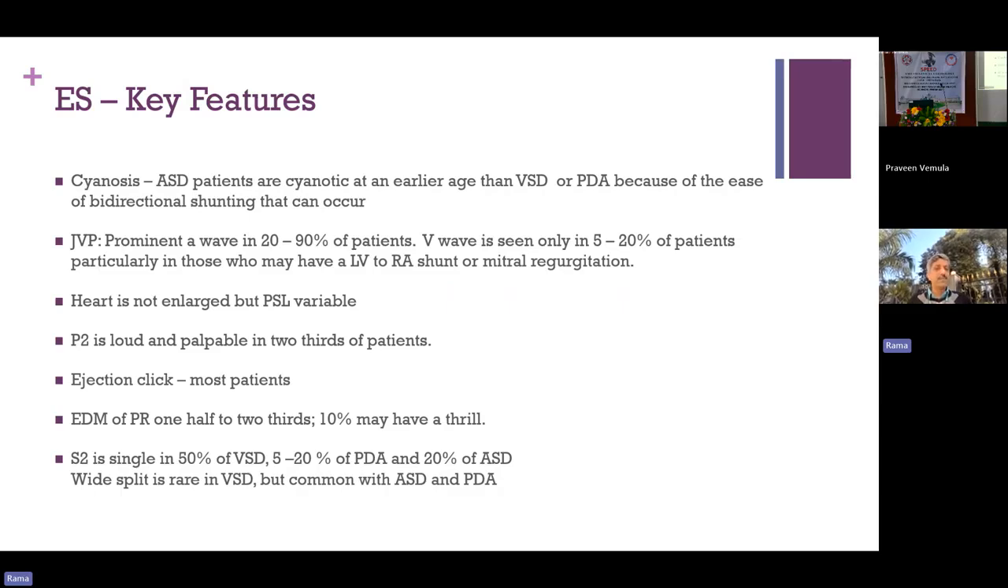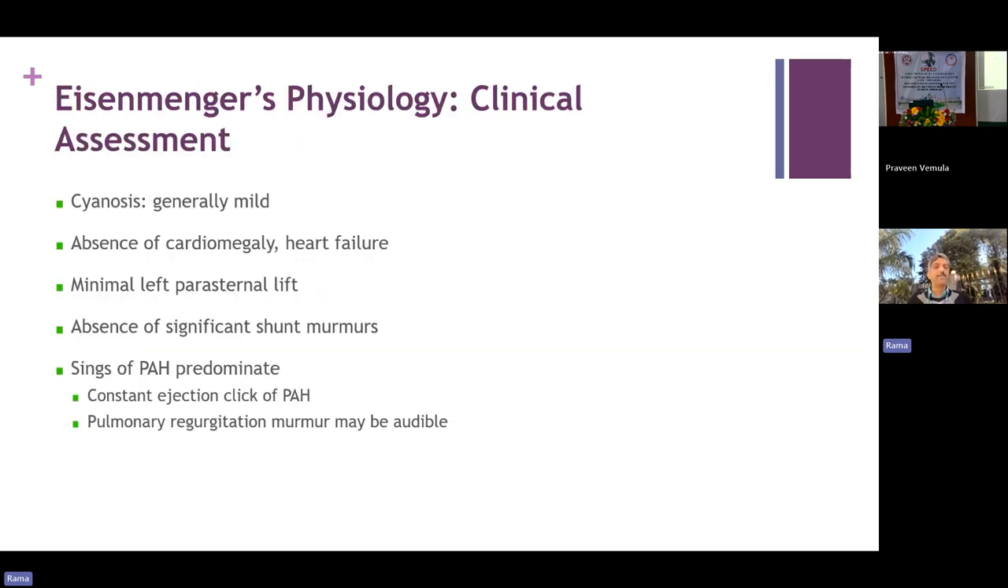The parasternal heave is also variable. P2 is loud and palpable in two-thirds of patients. Ejection click is present in most patients. EDM of PR is found in one up to two-thirds of patients. 10% may have a thrill. S2 is single in 50% of VSD, 5 to 20% of PDA and 20% of ASD. Wide split is rare in VSD but common in ASD mainly.